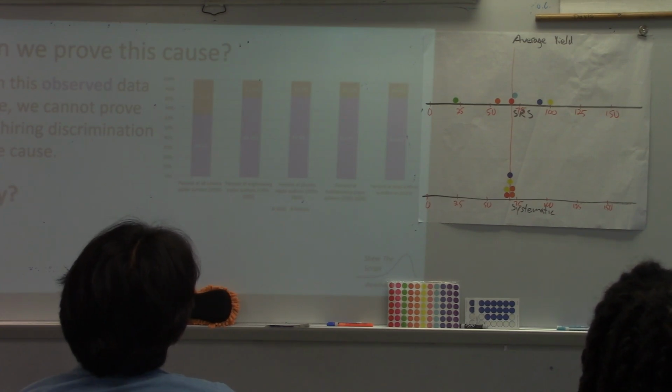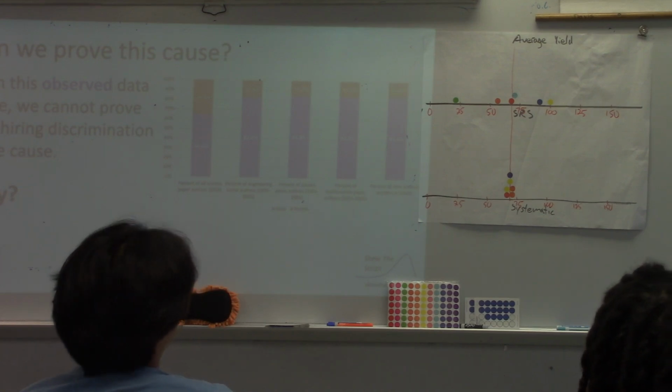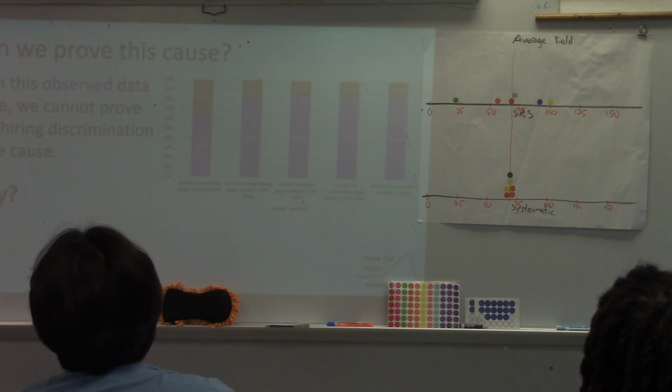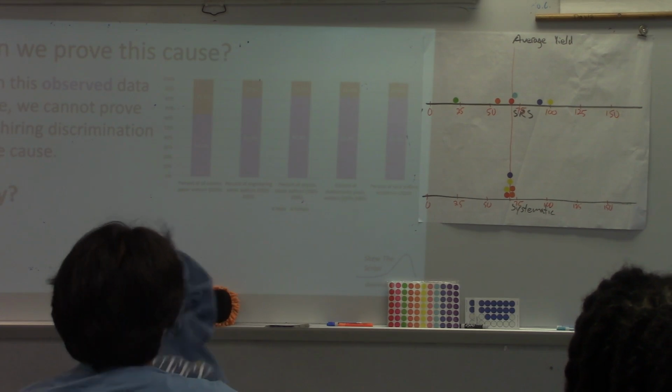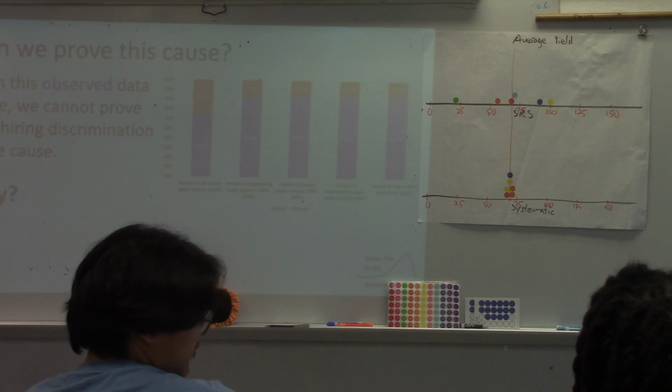Interesting, let's look. So from this observed data alone, we cannot prove discrimination, right? This just gives us a what? Another C word. This data gives us a correlation, correlation and association. There's definitely a correlation there. We don't know causation yet because what have we not done?